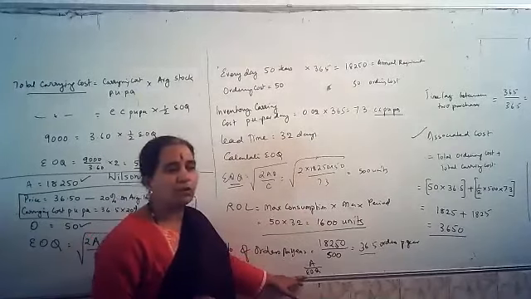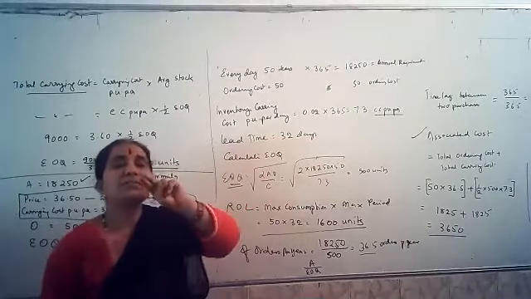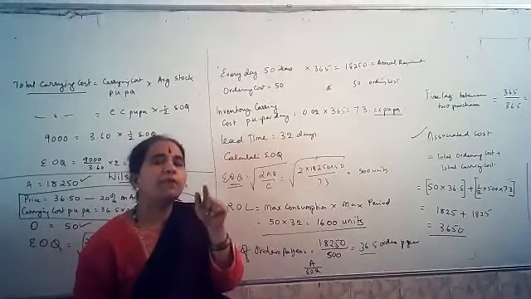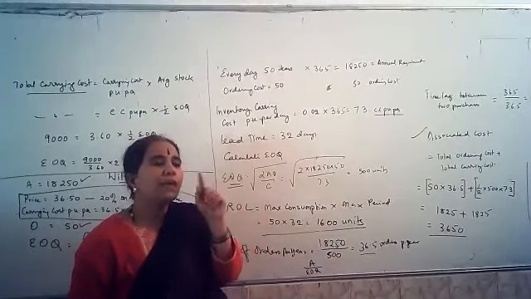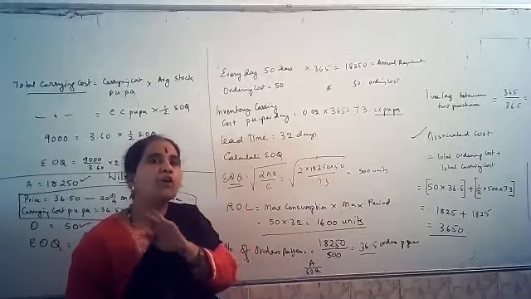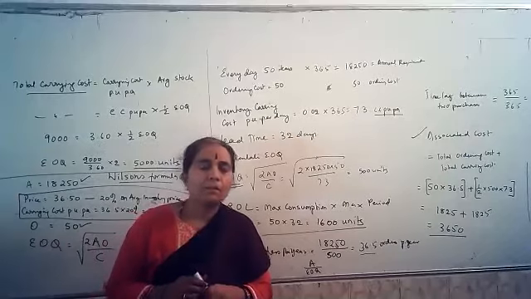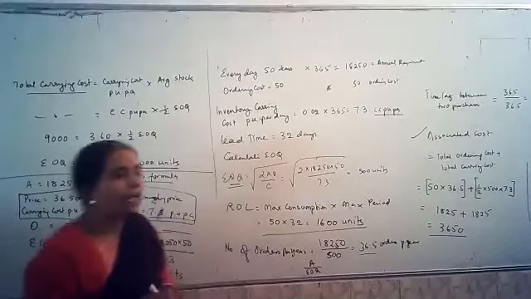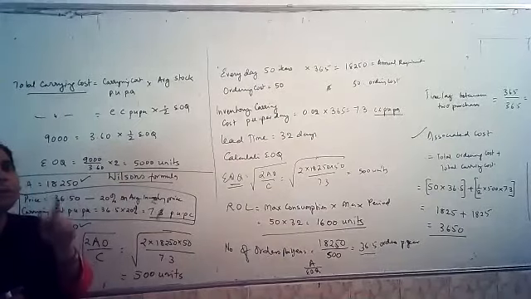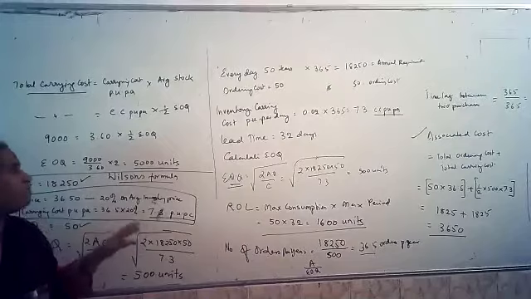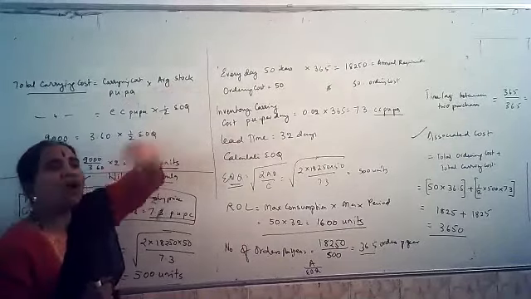annual consumption divided by EOQ will give me the number of orders. Time lag between two purchases is the number of days in the year divided by the number of orders in the year. Associated cost is nothing but total ordering cost plus total carrying cost. How do I calculate total ordering cost? Ordering cost per order multiplied by number of orders in the year, plus carrying cost, which is calculated by carrying cost per unit per annum into average stock of half of EOQ.